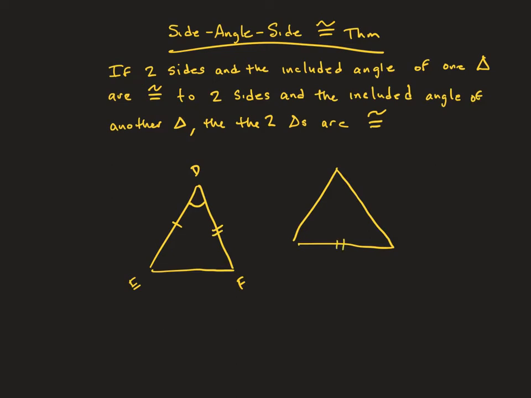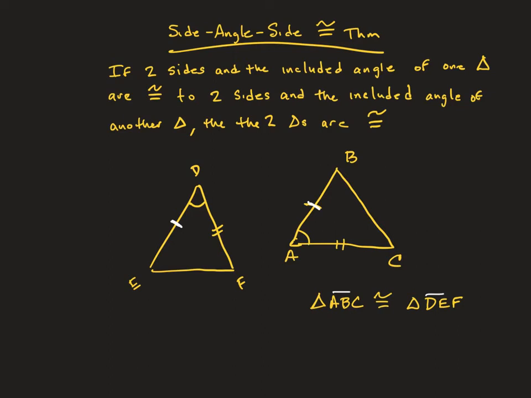So looking at this, these two triangles, it looks like triangle ABC is going to be congruent to triangle DEF. Let's see here. So just breaking it apart, it looks like segment AB is right here, and segment DE is right here, so those are congruent.